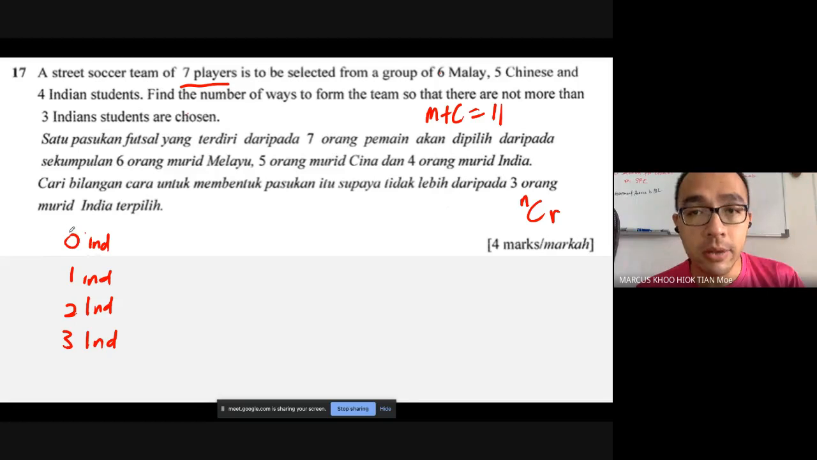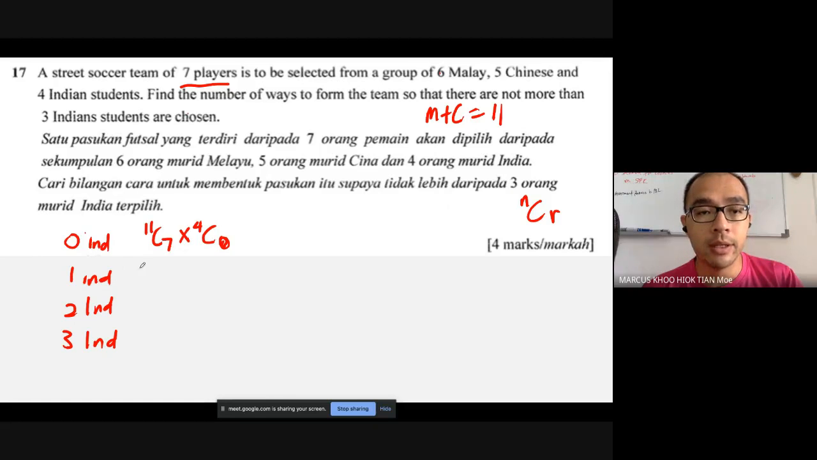So if there are 0 Indians, means this team kan kesemuanya adalah Malay and Chinese sahajalah. So it will be 11C7 times 4C0. Kan sebab ada 11 Malay and Chinese, kita mau pilih 7 semua. And no Indians, 4C0. 4 Indian students, we don't want to choose 1 Indian student.